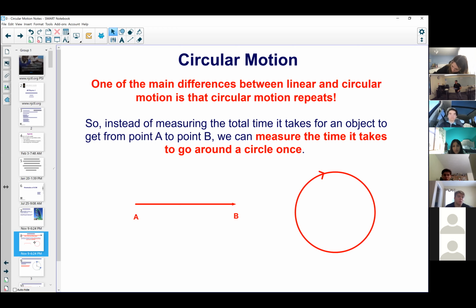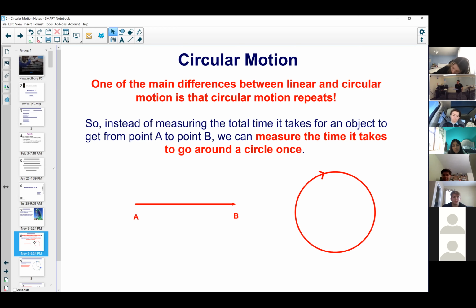Sure. One of the main differences between linear and circular motion is that circular motion repeats. So instead of measuring the total time it takes for an object to get from point A to point B, we can measure the time it takes to go around a circle once.